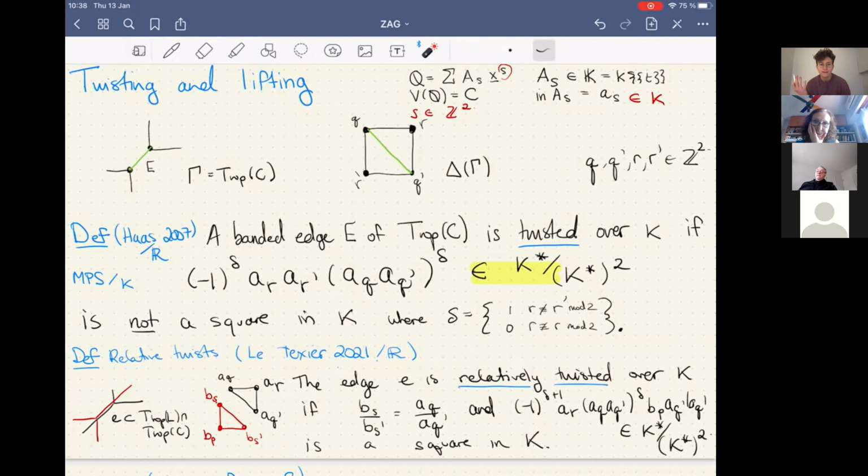So when you're in the field R, for example, initials mod square again is just plus or minus. Similarly, if you're in a finite field, the non-zero elements mod squares is also just plus or minus. This is the Legendre symbol.